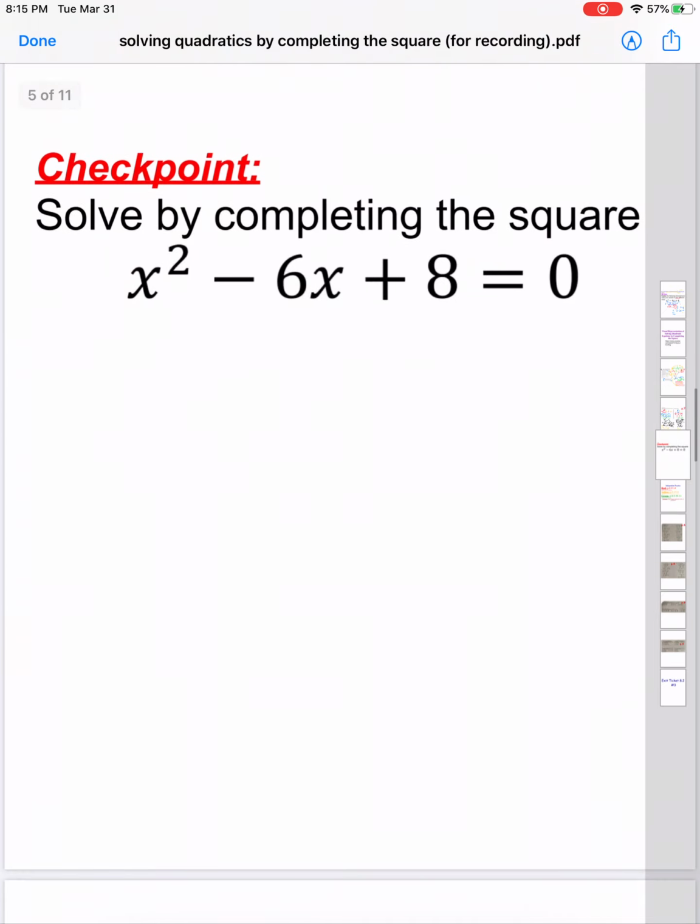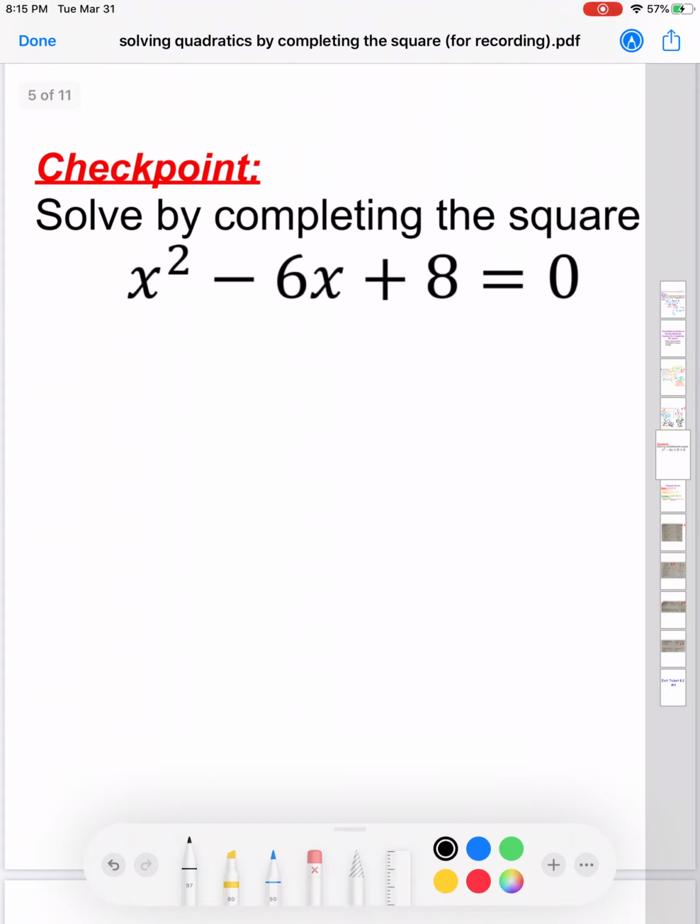At this point in the lesson, we're going to try our checkpoint question. So I'm going to ask that you take a piece of loose leaf paper. Please try this question because you'll need to submit your work on the checkpoint. Only come back to this video after you've tried it by yourself and you're ready to check your work.